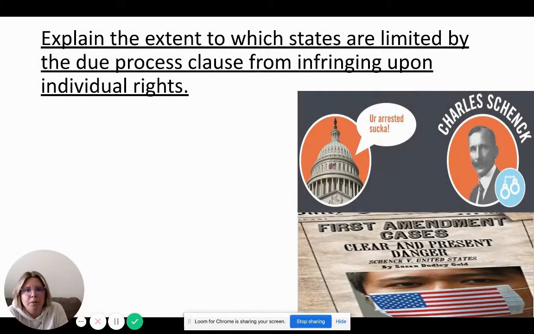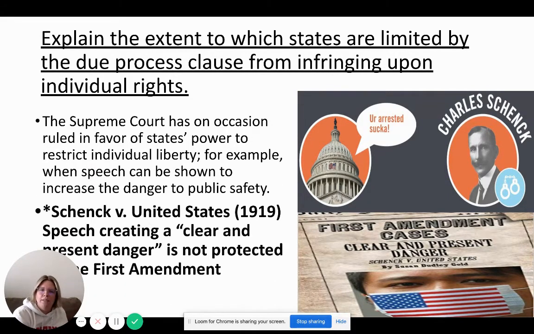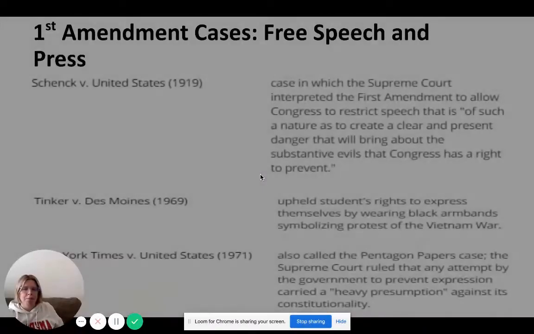Explain the extent to which states are limited by the due process clause from infringing on individual rights. So this is basically the idea of when is it okay for the government to put restrictions on our rights, in the name of public safety. So Schenck was this guy, I remember, passing out pamphlets in World War I, and they were like, hey, we're going to arrest you because you shouldn't be passing those out, that's going to hurt our war effort, and that creates a clear and present danger. And then he was like, wait a minute, I have a First Amendment right. And the court was actually like, well, you do, but your speech is dangerous, and so it can be restricted. You create a danger to public safety, basically.